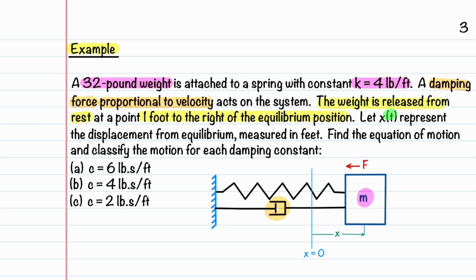We're going to let x of t represent the displacement from equilibrium measured in feet. We're asked to find the equation of motion and then classify the motion for each damping constant. And down here you can see that we have 3 different damping constants.